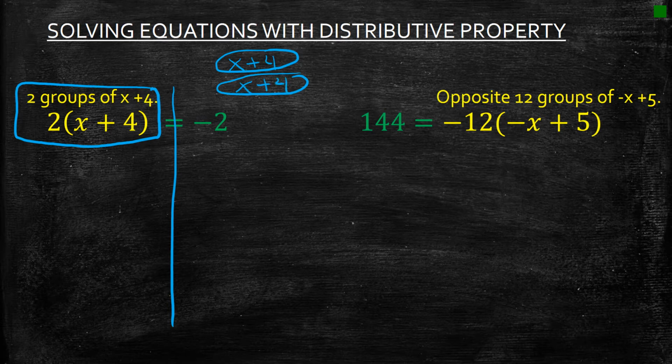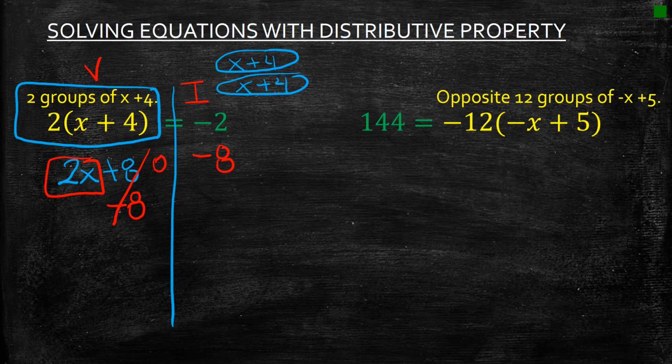And I can see that I have x 2 times, which gives me 2x, and I have 4 2 times, which gives me 8. And then I solve like I normally would. So I'm going to box this 2x. This is going to be variables. This is going to be integers. What doesn't belong there? That positive 8 doesn't belong, so we know we have to subtract 8 from this side and subtract 8 from that side. Positive 8, negative 8 make a 0.